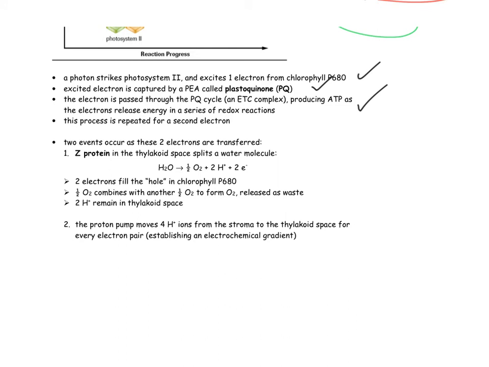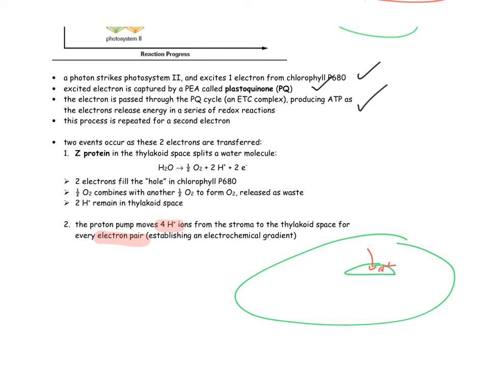Now, another point to remember is that the proton pump is going to move four hydrogen ions from the stroma to the thylakoid space for every electron pair that is traveling through this electron transport chain. So, remember again, I've got my chloroplast and I've got my thylakoid. The function of the electron transport chain is to create another electrochemical gradient, just as we saw in cellular respiration. That pump is going to start moving hydrogen ions into the lumen of our thylakoid disc. And again, the ratio is four hydrogens for every electron pair, so for every two electrons.